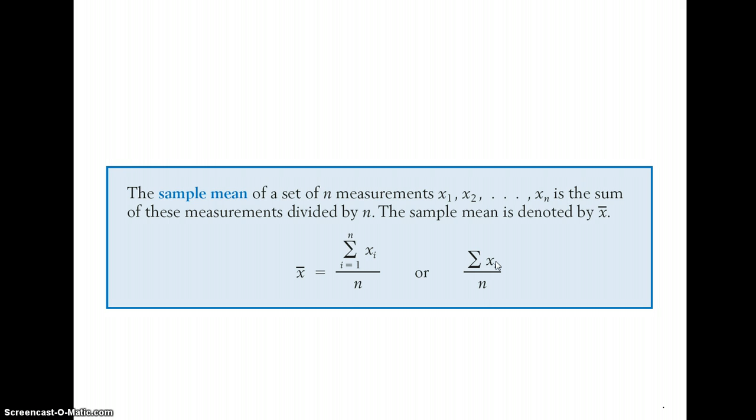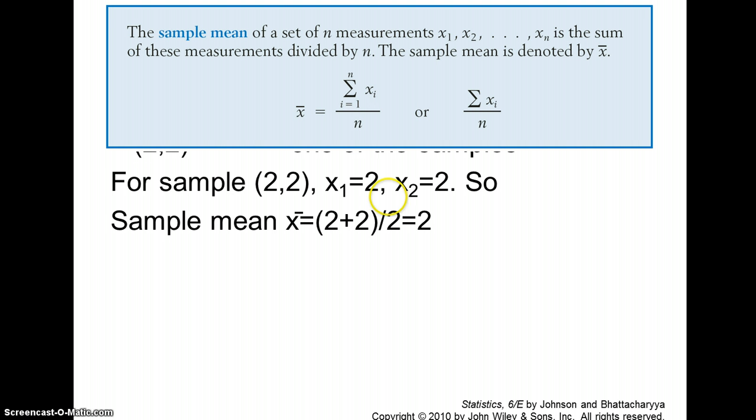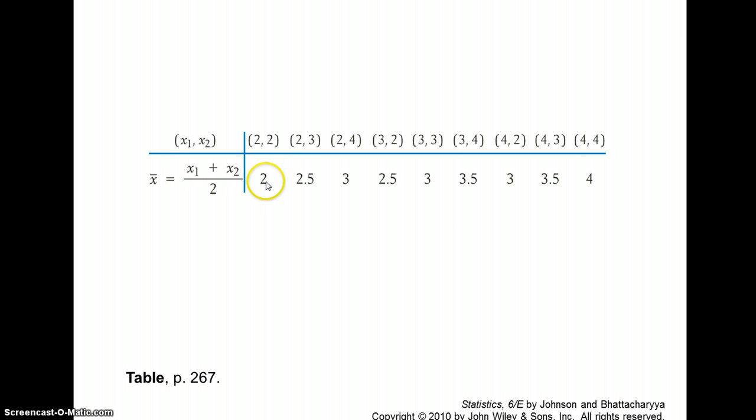Okay, so we're going to use this formula to find the average, which is very easy. Because in this sample there are only 2 values, the sample size is 2. I add these 2 values using the formula. You can think of the first value as x1 and the second value as x2. So you add 2 plus 2, divide by the sample size 2, so you still get 2. Okay, so that's how I got 2 here.